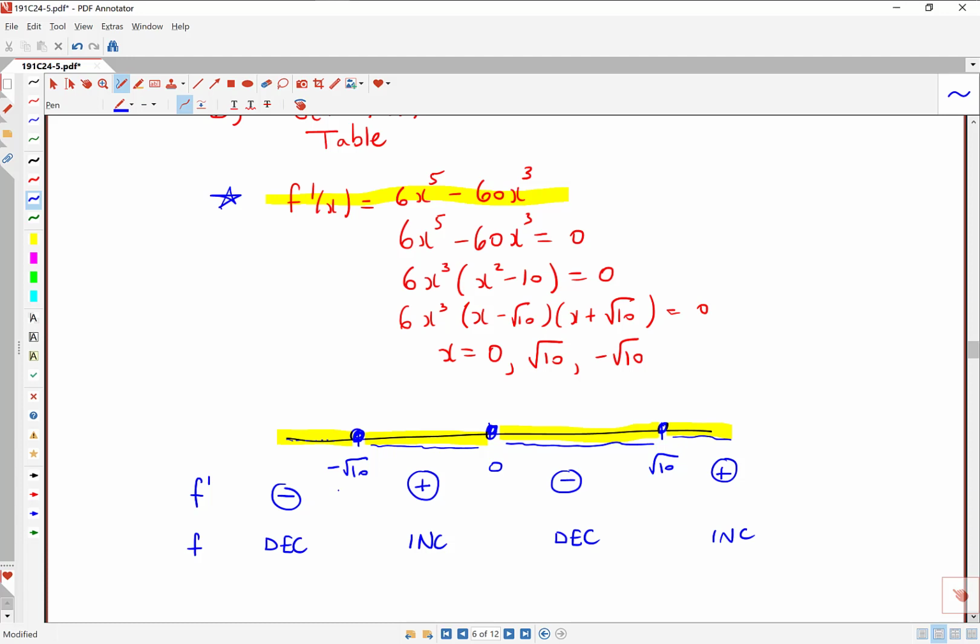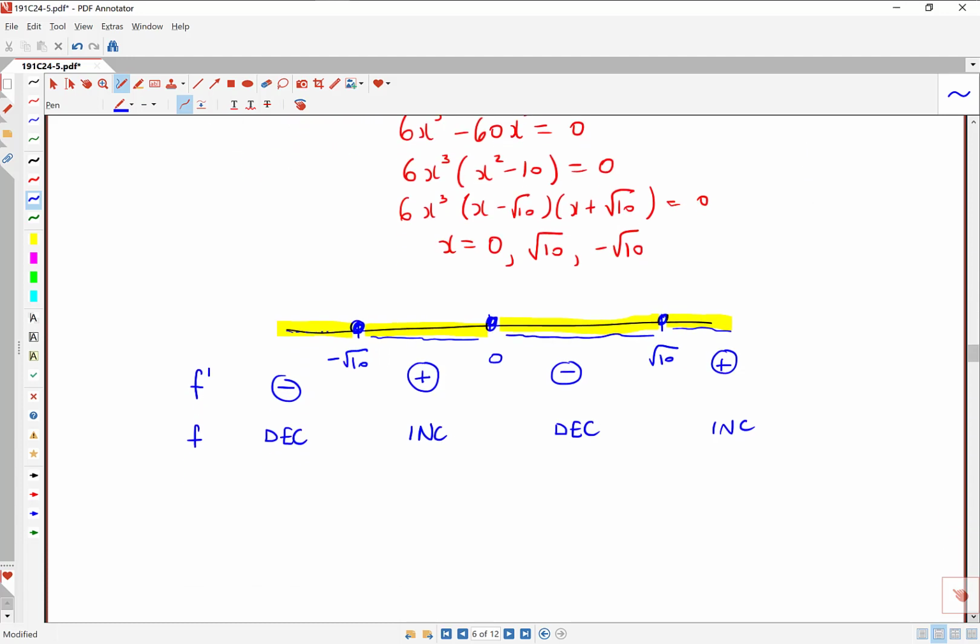Okay, so while we've got this table in front of us, let's actually figure out whether we have some relative maximum and relative minimum points. So let's think about what's going on around x equals negative root 10. So look at the behavior of our function. It's going from decreasing to increasing. So that's this kind of behavior. So that means we have a relative minimum at x equals negative root 10. And maybe we'll figure out the y value in a minute.